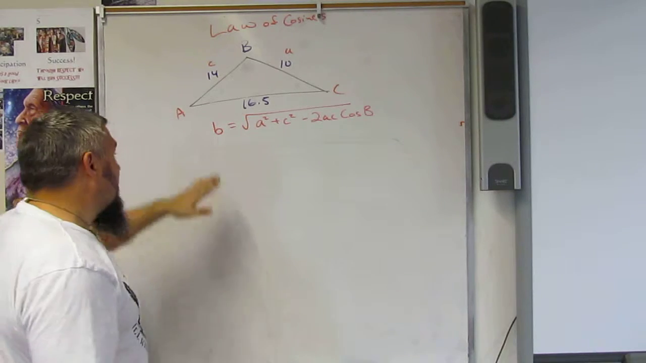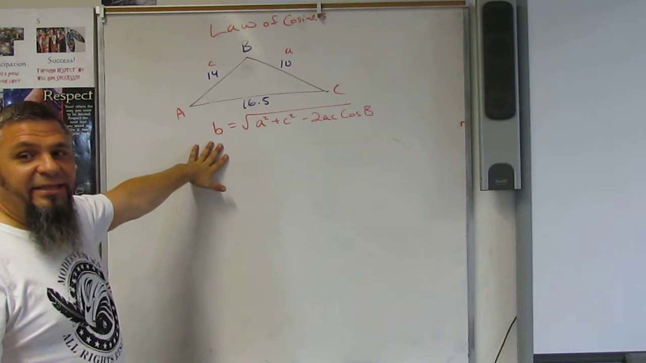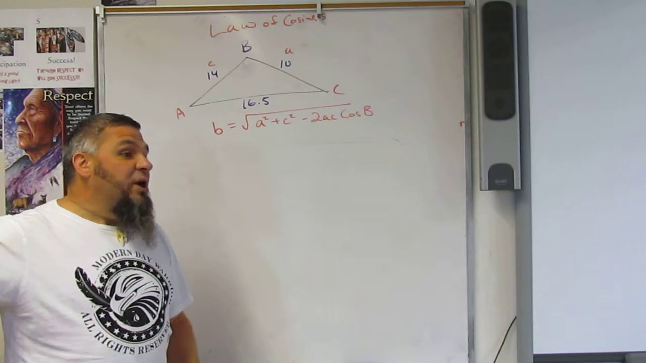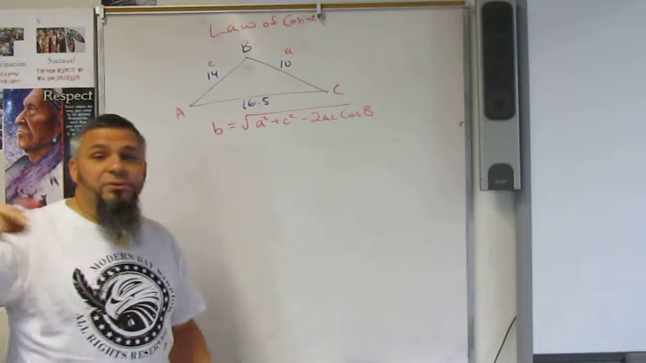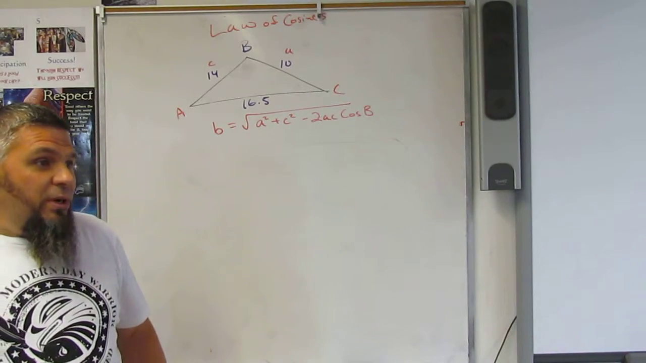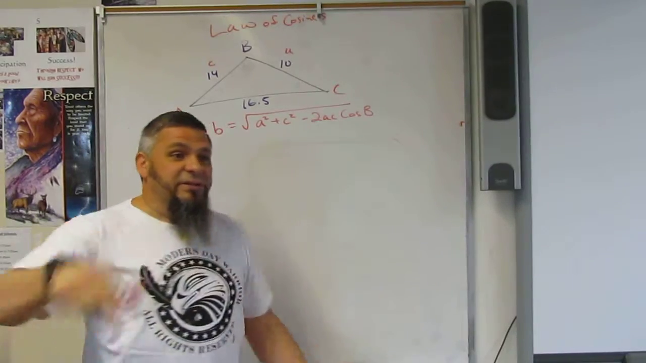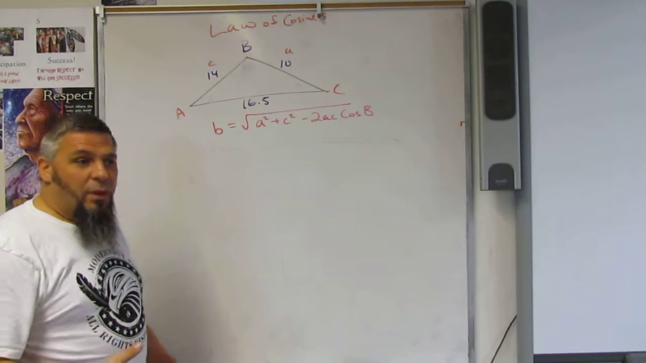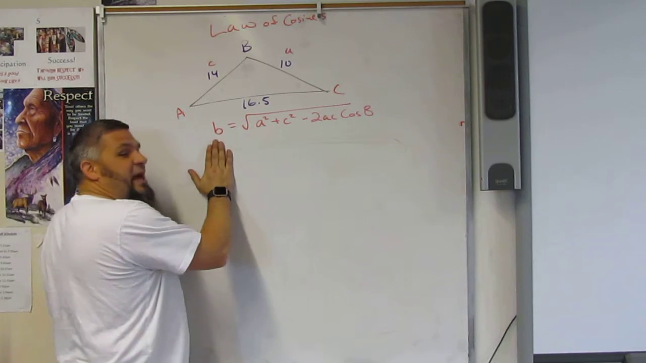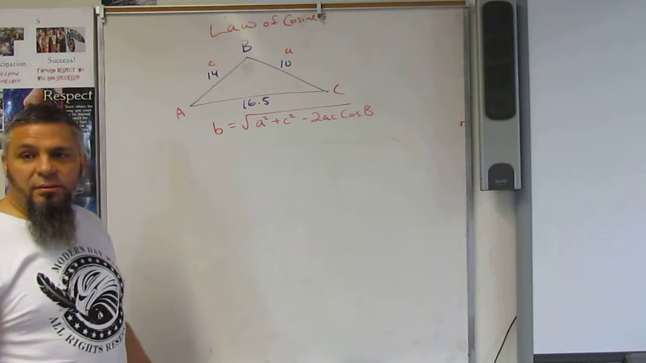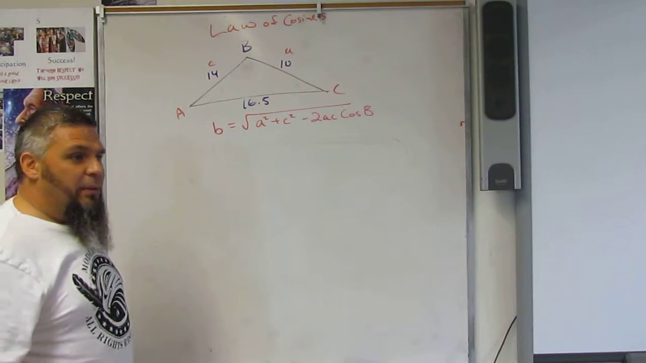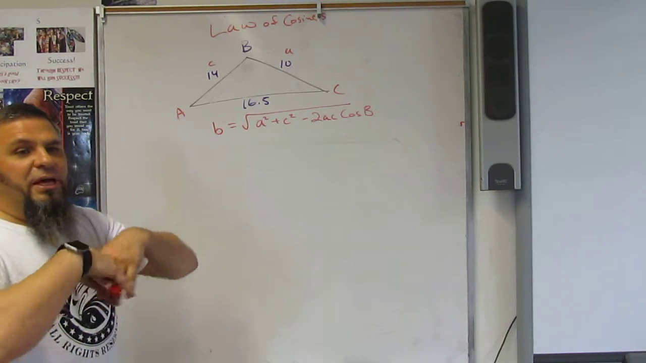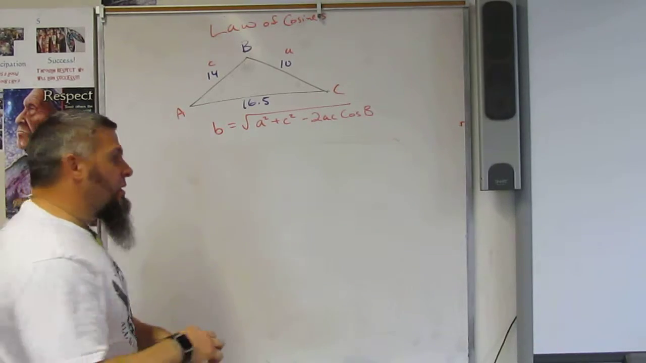One is with finding a side, right? And two, finding an angle. So like before with right triangle trick, for finding the side, we use SOHCAHTOA. If we're finding the angle, we use the inverse of SOHCAHTOA, right? With law of cosines, if we're finding the side, we use the ABC formula, okay? Now, if we're looking for the law of cosines with the angle, then we're going to do this.